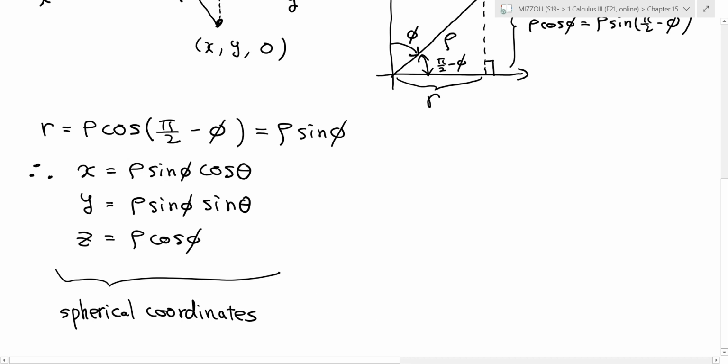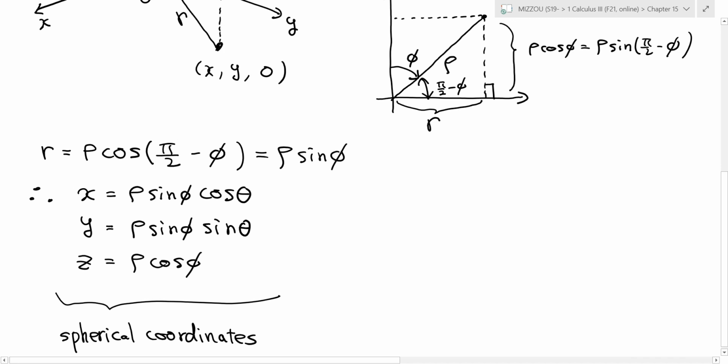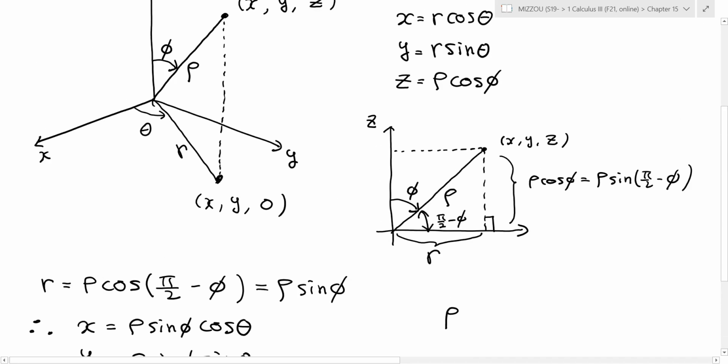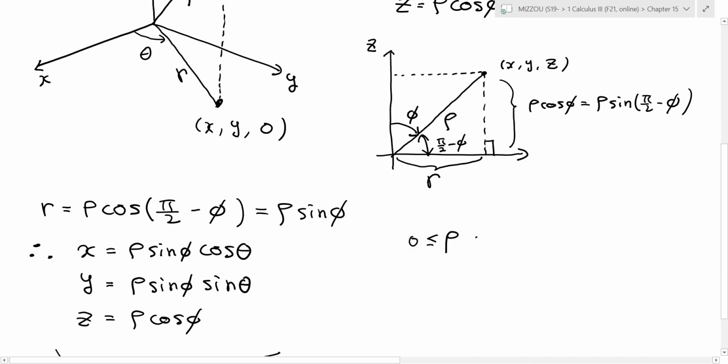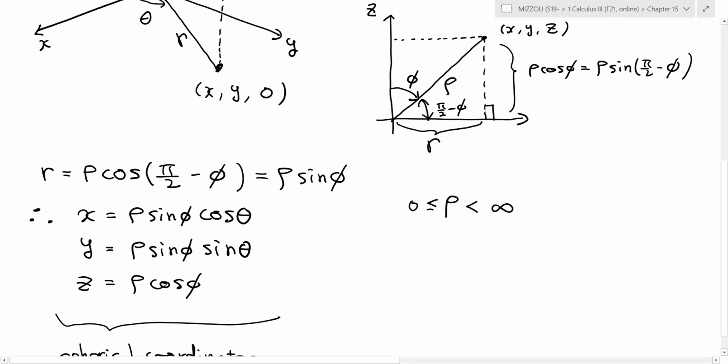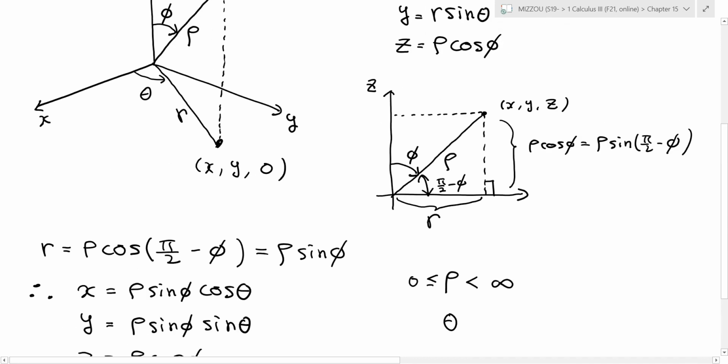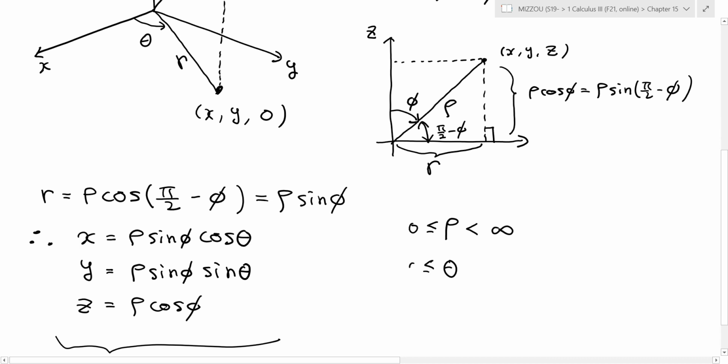But one thing I should mention is that rho is the distance from the origin to the point. So it's a distance, and it can never be negative. So rho is between 0 and, well, it cannot be infinity, but it could go forever. So rho is from 0 to infinity. And theta is the angle on the xy plane, so you can just go around once. So theta can take values from 0 to 2 pi.